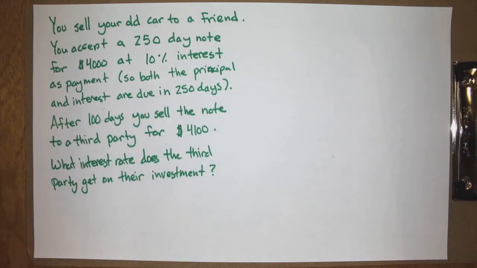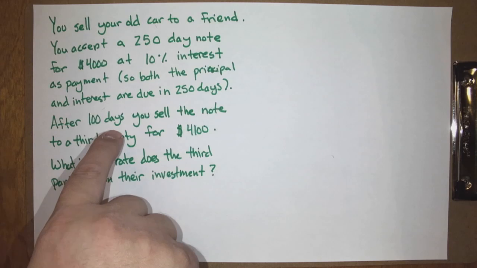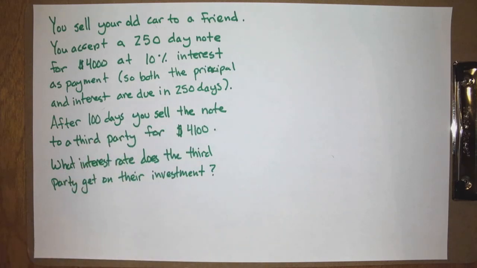But what happens? Well, it turns out you need money faster than 250 days. So after 100 days, you sell the note to a third party for $4,100. So in other words, somebody owes you, and you turn around and you sell that debt to another person. So now that person is going to get the money at the end of the 250 days. Okay. So the question, what interest rate does the third party get on their investment?